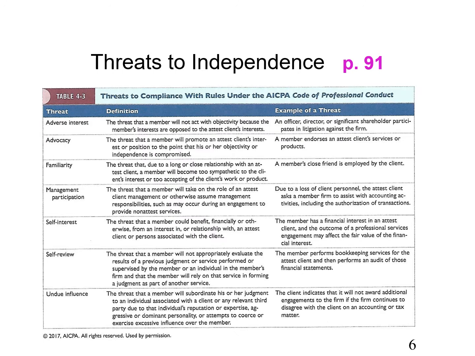Here are the threats to independence. You don't have to memorize them. I would think some of them make sense. Adverse interest. Advocacy, where you become an advocate for the client. We already talked about the carve-out for tax. Familiarity, as you become more and more familiar with the client, it becomes easier and easier to take their position. Participation in management is not allowed. Self-interest, this is a big part.